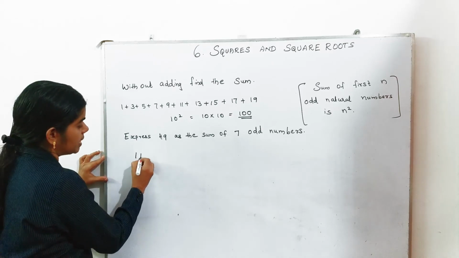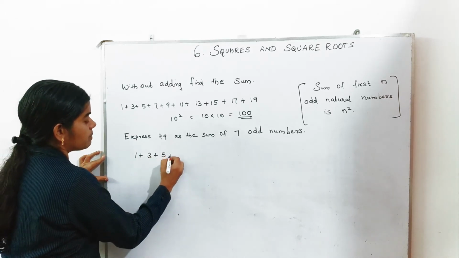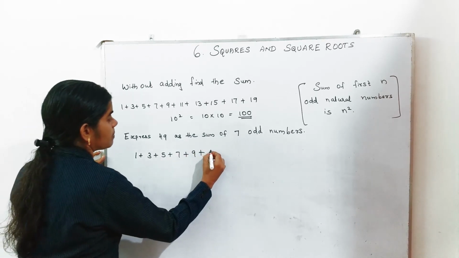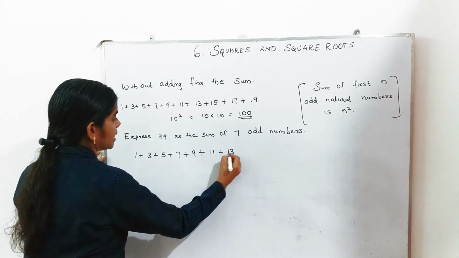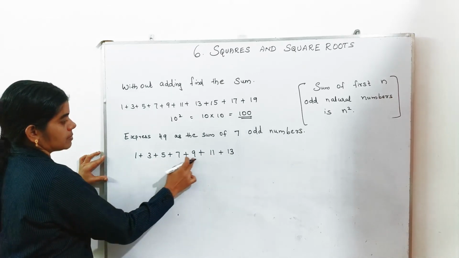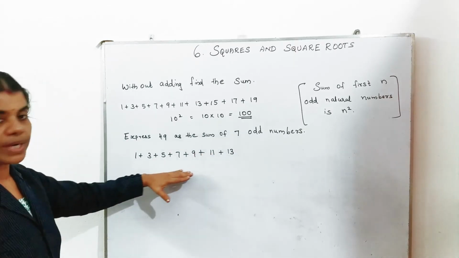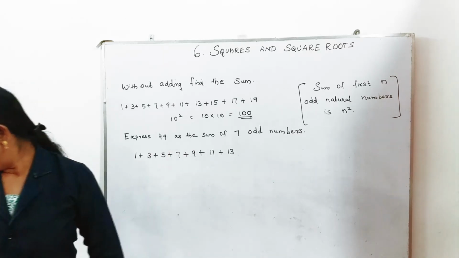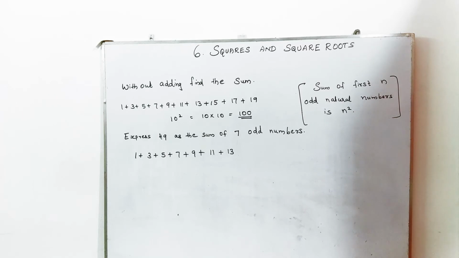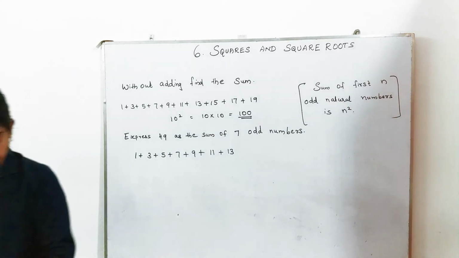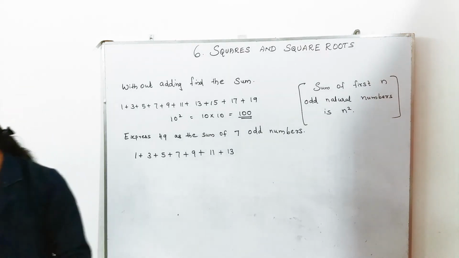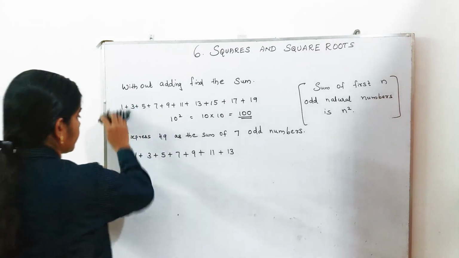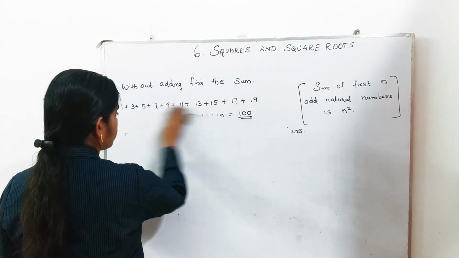You can take 1 plus 3 plus 5 plus 7 plus 9 plus 11 plus 13. Now, it's 7 odd numbers. After adding all this, you will get 49. Next question.